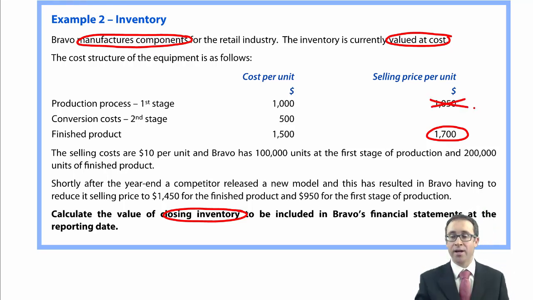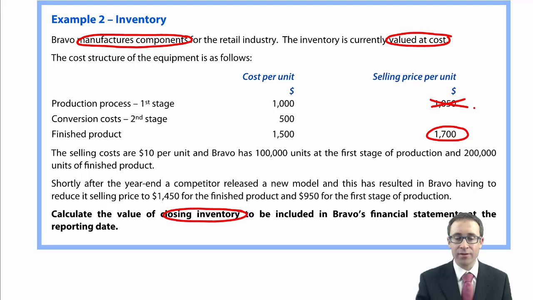You ignore the selling price per unit of that first production stage. Okay. And I think they valued the inventory correctly at cost, because the selling price is 1,700, which is higher, isn't it, than the cost of the finished product. So they valued it at the lower of cost and NRV for the finished product. For the production process, you've got a cost of 1,000, and if you deduct the conversion costs of 500 from the 1,700, you get 1,200. So again, they've correctly valued it at the lower of cost and NRV, haven't we?